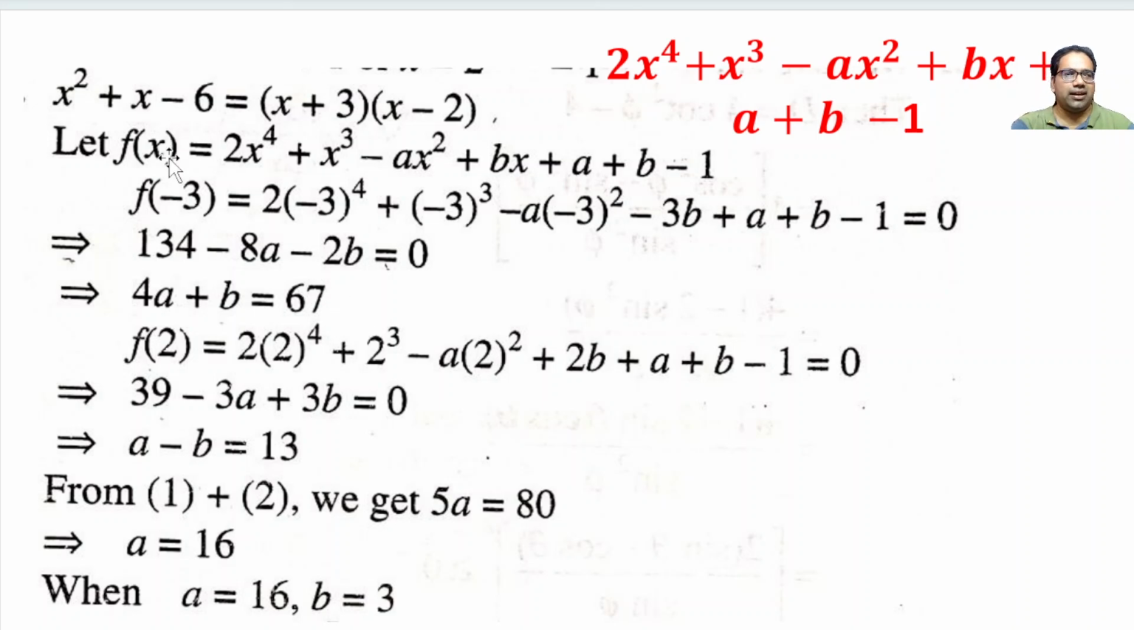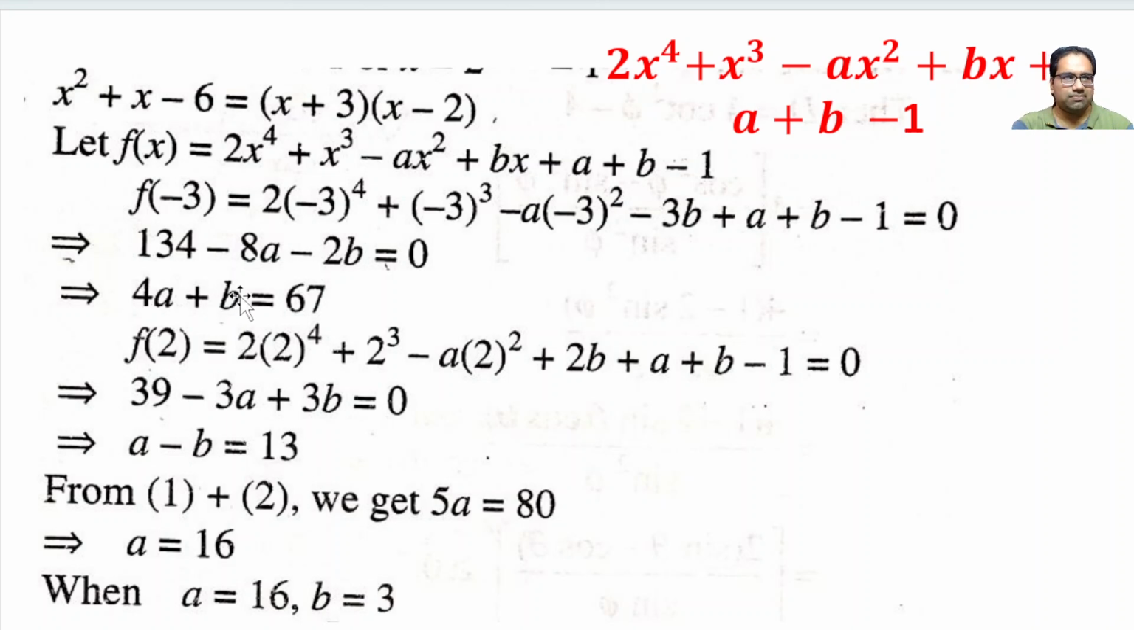Similarly, when x equals 2, f of 2 is again 0. That means f of 2 is 2 into 2 to the power 4 plus 2 cubed minus a into 2 squared plus b into 2, which is 2b, plus a plus b minus 1 equals 0. This becomes 39 minus 3a plus 3b equals 0. If we simplify this further, we can cancel 3 on all three parts. a minus b equals 13.